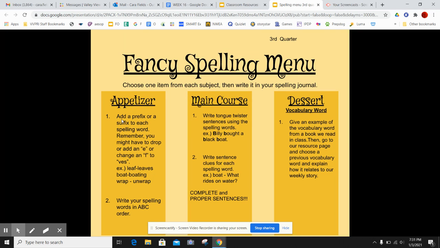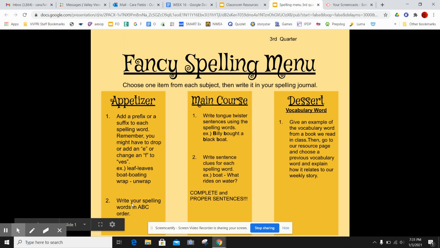So for your appetizer, you have to add a prefix or a suffix to each spelling word. Remember, you might have to drop or add an E or change an F to VES. So here are some examples for you. Leaf could be our spelling word, and we're going to add VES because we have to change the F to VES. Or boat, boating, wrap, unwrap. So I've added a prefix or a suffix to those. This might be a little difficult to add a prefix since I already have a prefix for this week, so you just have to add a suffix on the end of your word.